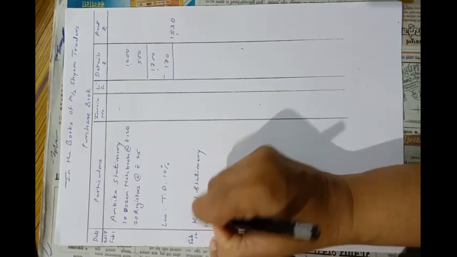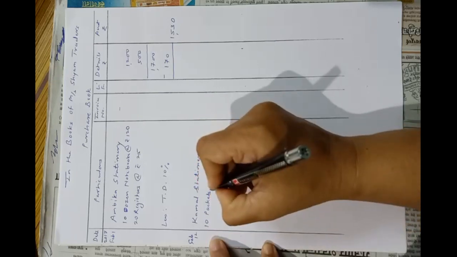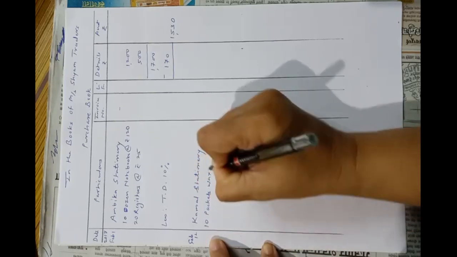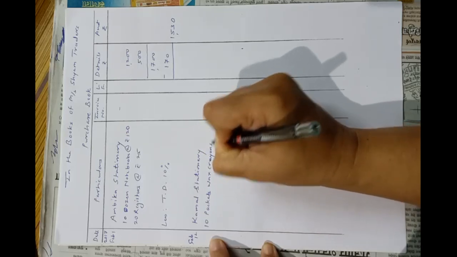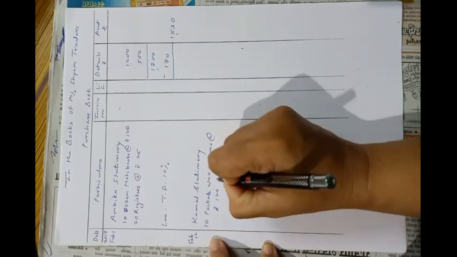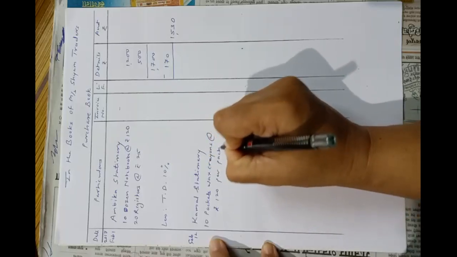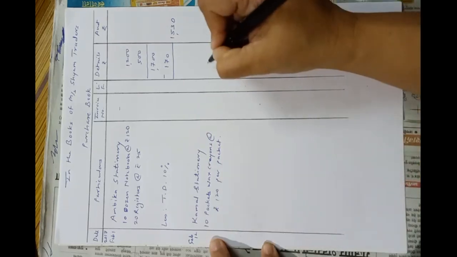So 10 packets wax crayons at rupees 120 per packet. So 120 into 10, that will be 1200.